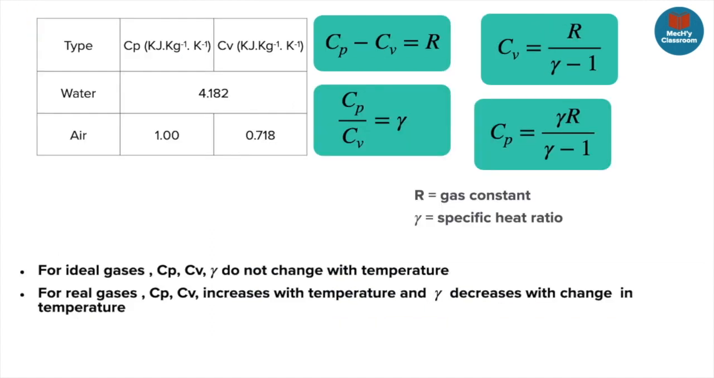These are some important facts and formulas you need to remember which may appear in the exam. That is Cp minus Cv is equal to R, Cp by Cv is equal to gamma, Cv is equal to R by gamma minus 1, Cp is equal to gamma R by gamma minus 1. Here gamma is the specific heat ratio. For ideal gases, Cp, Cv, gamma do not change with change in temperature. But for real gases, if temperature increases, Cp and Cv also increase, but gamma decreases with change in temperature.